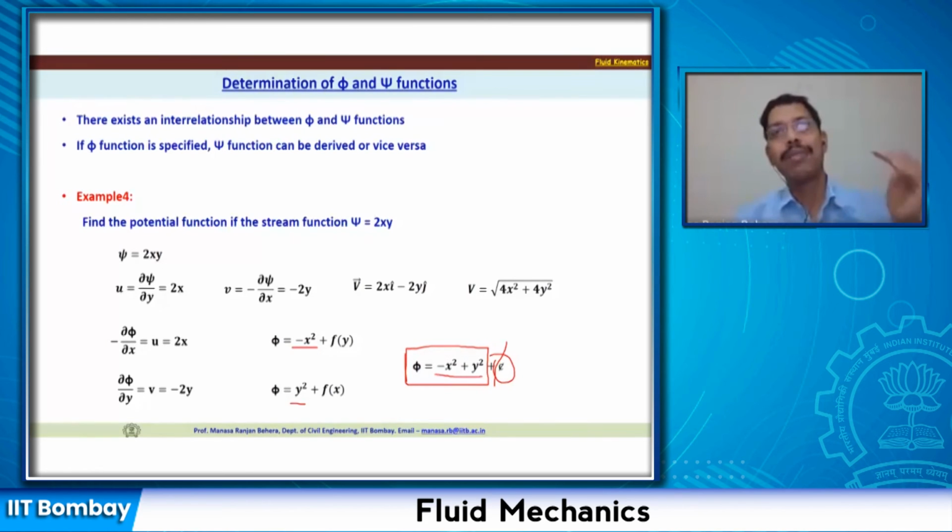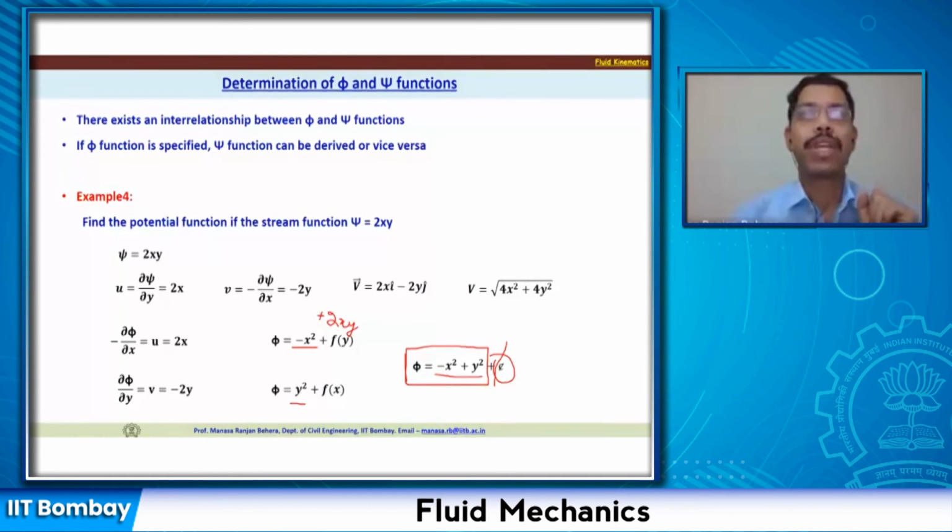Similarly, if you have been given a phi function, you should be able to derive the psi function. And there is a trick here that you should also understand. Let us say this function is going to be minus x square, plus 2xy, plus a function of y. Here again y square, again plus 2xy plus f of x. Then this function will become minus x square plus y square plus 2xy.